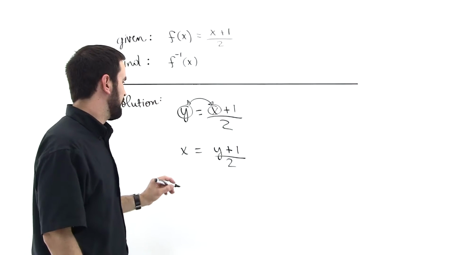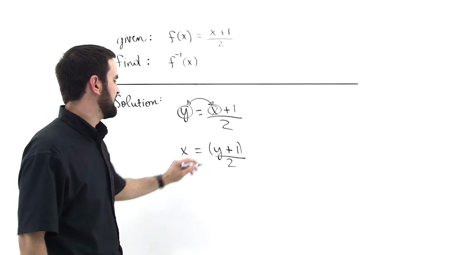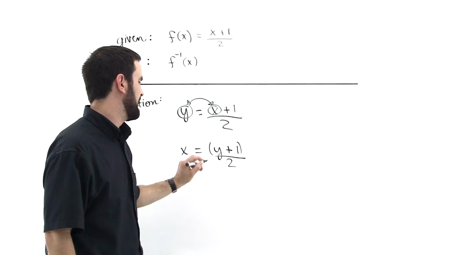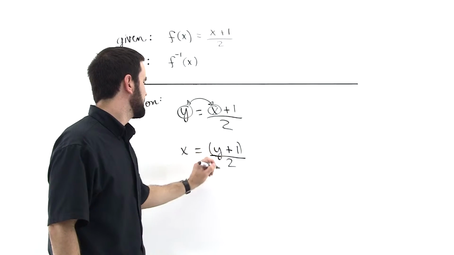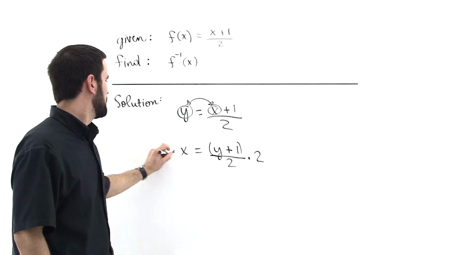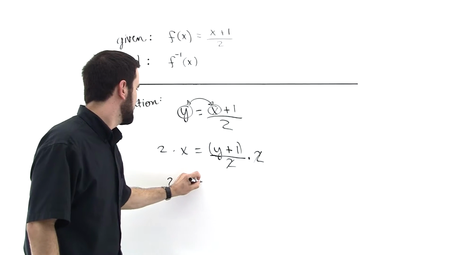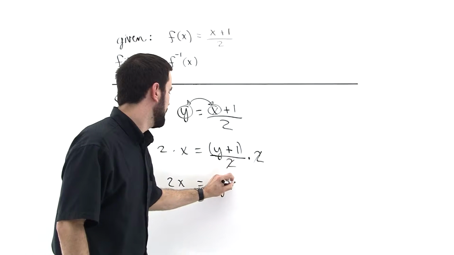So if we want to solve for y here, the first thing we need to do, realizing of course that this entire expression is divided by 2, is multiply times 2 on both sides to get rid of that 2. So this is going to cancel, and then we'll have 2x is equal to y plus 1.